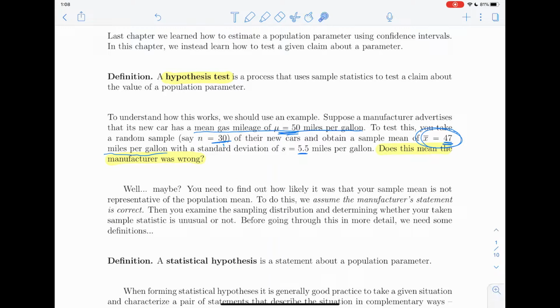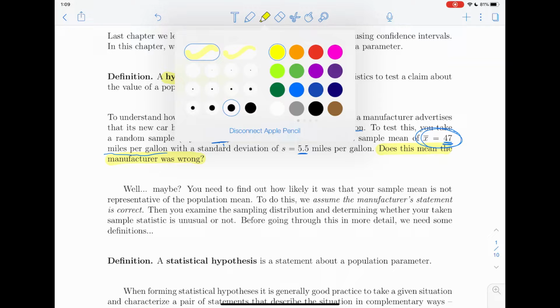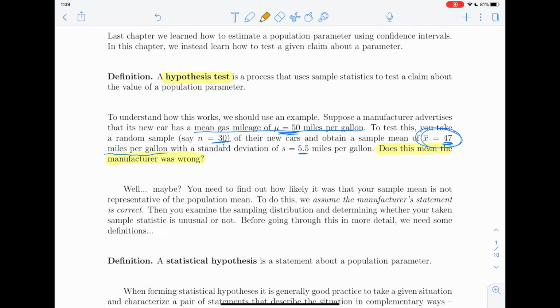Well, the process for determining whether the manufacturer was right or wrong is kind of counterintuitive. For starters, we make an awkward assumption. In order to determine whether the manufacturer is incorrect, we start by assuming that the manufacturer's statement is correct. If you assume that it's correct, then what we're attempting to do is say, okay, if the manufacturer's statement is correct, does that mean that our sample statistic is unusual or not?